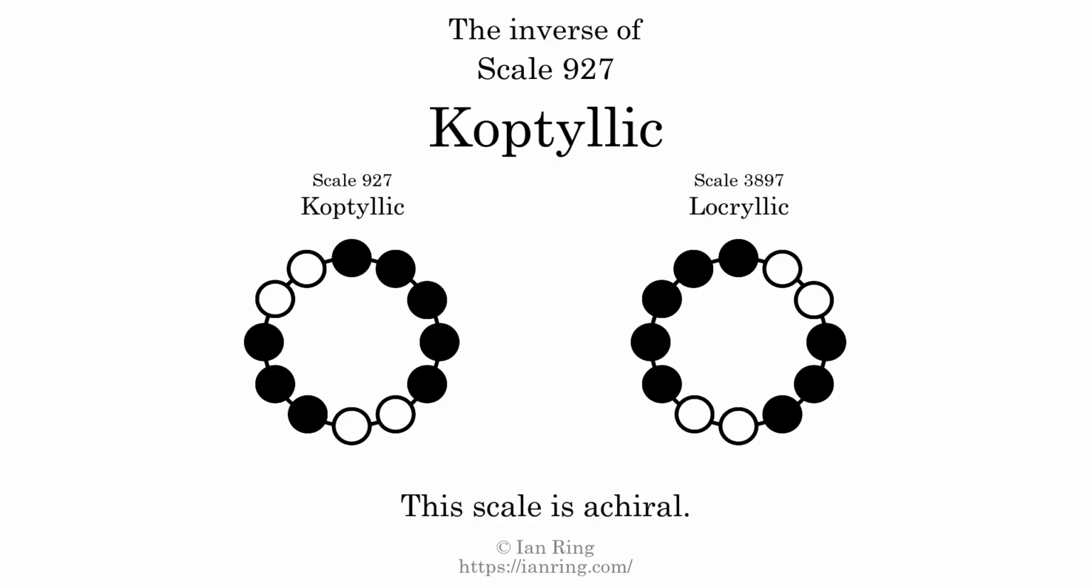The inverse of a scale is a mirror image. It is what you get when the sequence of intervals is reversed. The inverse of this scale is scale 3897, also known as Koptyllic.